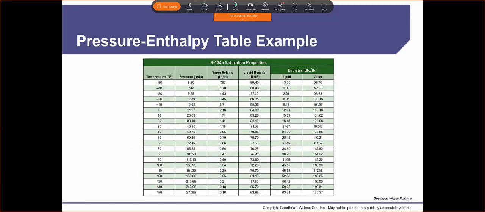Okay, so we have a pressure enthalpy table example. Basically what we're looking at here, and this is R134A, at a temperature of 0 degrees, we're going to have a pressure of 21. So we know that, that's exactly what we're talking about, -15.